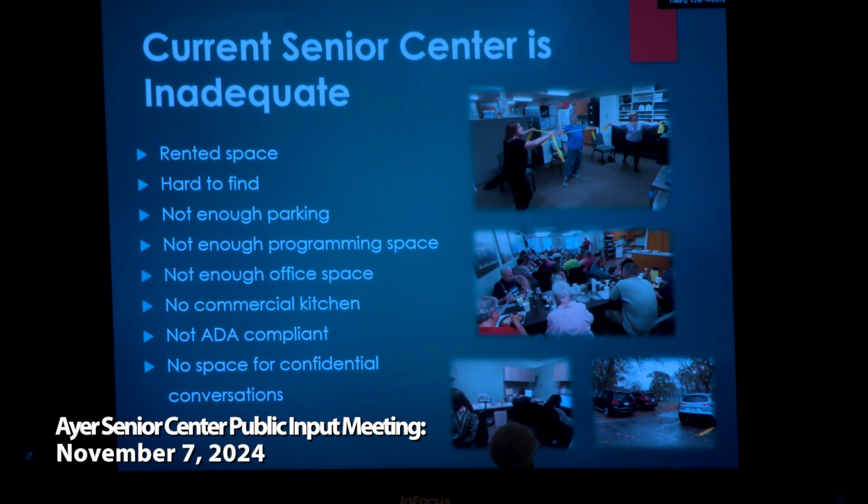There's not enough office space. We currently have 5 staff members that share 2 offices. My office I share with the van coordinator and the dining services coordinator, and the walls in my office don't go all the way up to the ceiling. And so I can't have any confidential conversations in my office without the lunch crew being able to hear and report back and give me their opinion on them. So it really does get in the way of the ability for the staff to communicate as well as have a confidential conversation with an older adult.